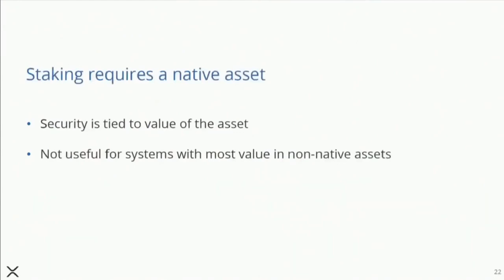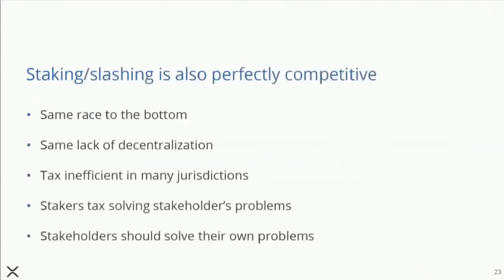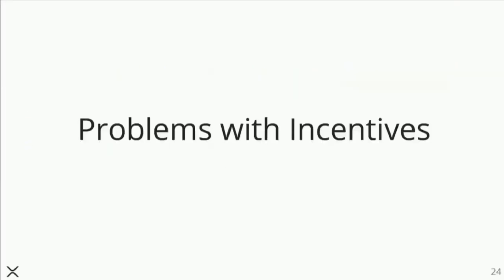And it has the same problem. The security is tied to the value of the native asset, so it's not useful for systems that don't have native assets that capture most of their value. It's also perfectly competitive, just like mining is. It's the same race to the bottom. It's also tax inefficient in many jurisdictions. Your staking rewards are taxable income, so everybody's staking, everybody's getting more tokens, everybody's paying taxes on them just to stay put. And again, you have a forced stakeholder. The stakers are forced stakeholders, solving the natural stakeholders' problems. If the pitch is be your own bank, if the pitch is no intermediaries, if the pitch is eBay without eBay, there shouldn't be forced stakeholders.